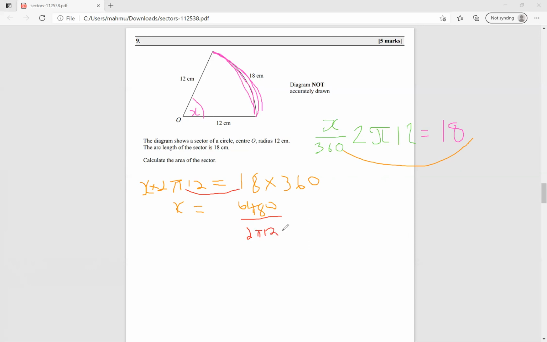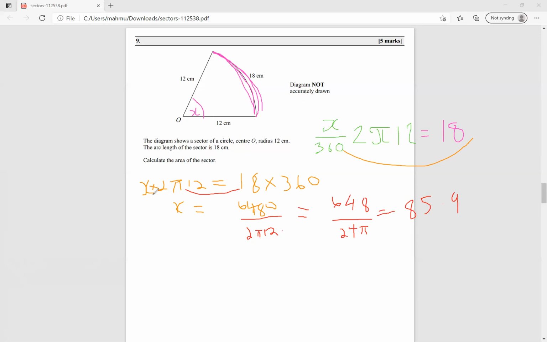So 2 times 12 is already 24. Then I could just write 24 pi, right? Now I could do it easily in my calculator. I could do 6,480 divided by 24 pi. 12 times 2 is 24 pi, and that will give me my angle. So my angle x now equals, let me just quickly do it in the calculator, 85.9. So that makes life much easier.